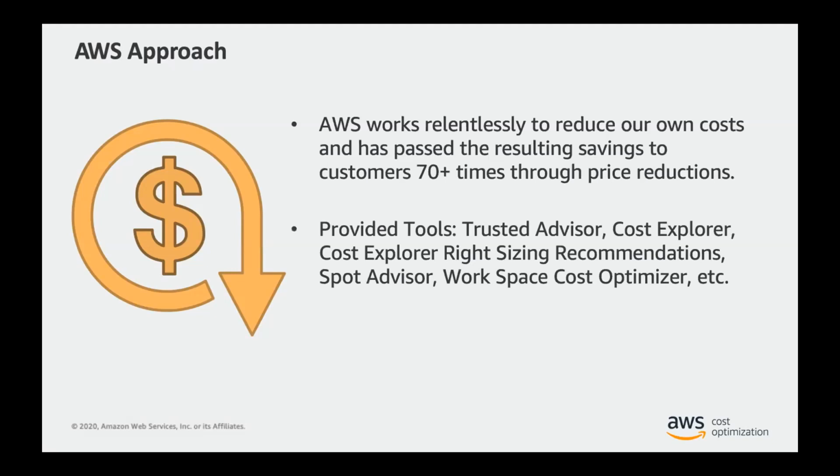We also enable customers by providing them tools to look at the cost, analyze the cost, and react to them. Some of the tools that we provide out of the box with AWS are Trusted Advisor, Cost Explorer, right sizing recommendations, Spot Advisor, and Cost Optimizer. These are tools that come in handy when you want to work on optimizing your cost. We'll cover a few tools in this series, maybe not in this particular workshop, but in the following workshops as well. We'll cover these tools and talk in detail about them.